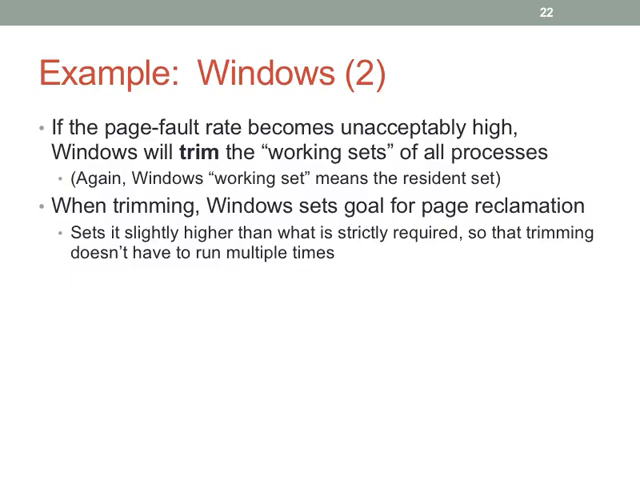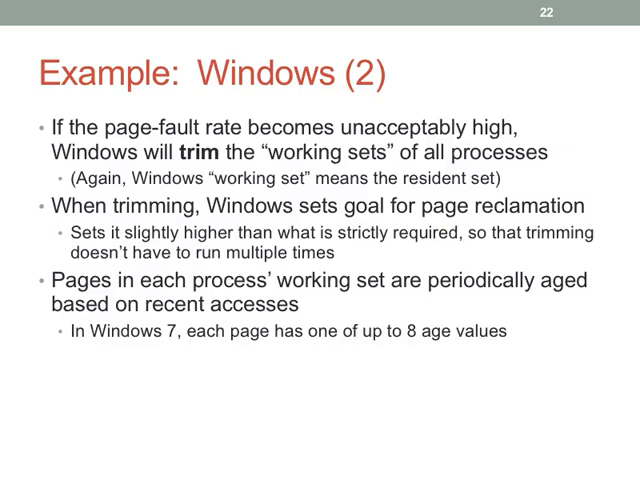Okay, so when trimming, Windows sets a goal. So it says, I'm seeing a lot of faults on this process. I estimate that its resident set or its working set is actually this large. It'll compute how many pages it wants, how many frames it wants to reclaim. Okay, so then what it does is it traverses all the processes in memory working sets and basically looks at their ages. Okay. And so, like I say here, in Windows 7, each page has up to one of up to 8 age values. So maybe that means there's 3 bits that it's maintaining in a little working set type policy, like we described before.